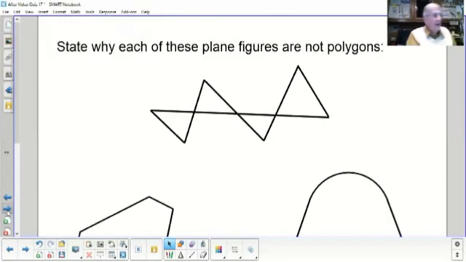Okay, state why each of these plane figures is not a polygon. If you look at the first one, it's crossing itself. You cannot have a polygon that crosses itself. The line segment sides may not cross over the other sides of the figure. So that's why that figure is no good.